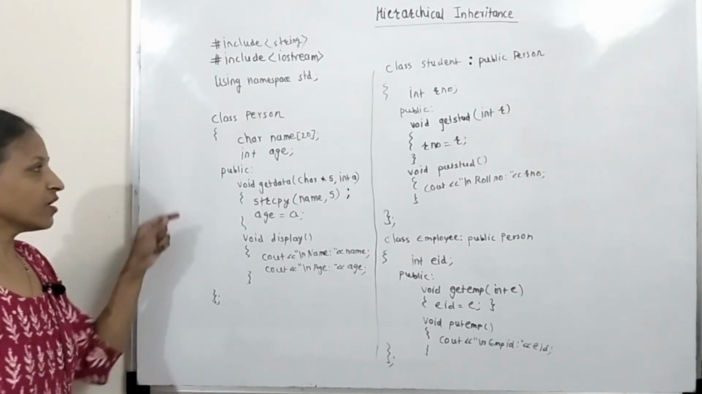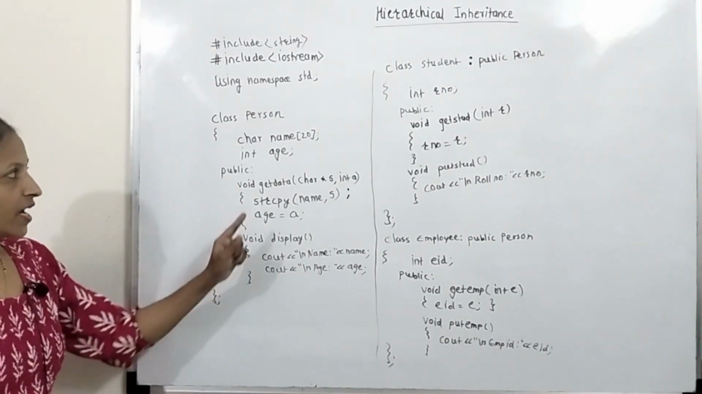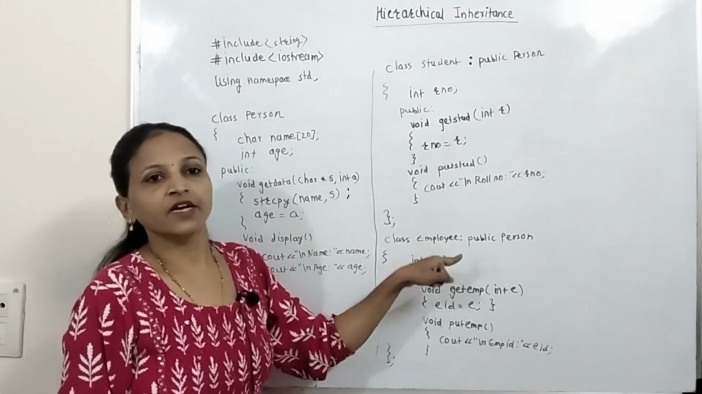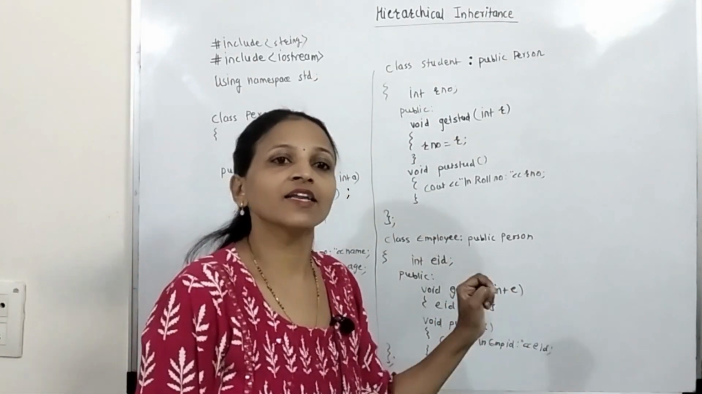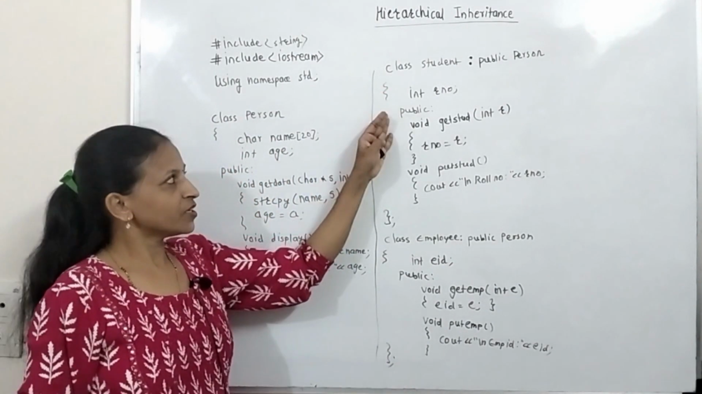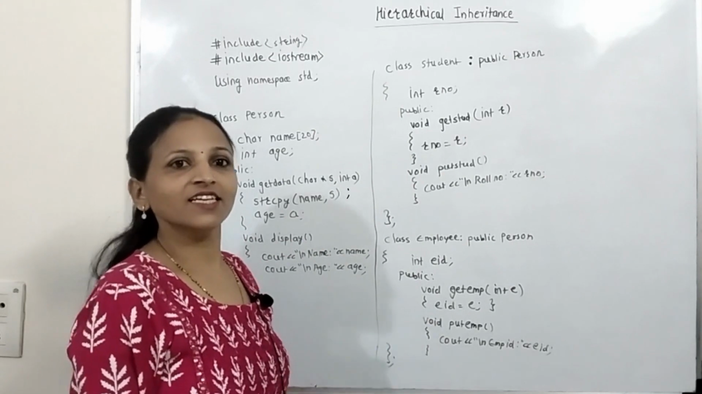Now what we have done, we have created person class, and from that person we have derived two classes, student and employee. Now this is nothing but hierarchical inheritance. That's it. Now we have to just create student object as well as employee object in main.